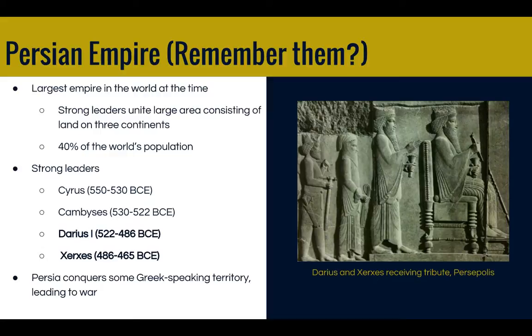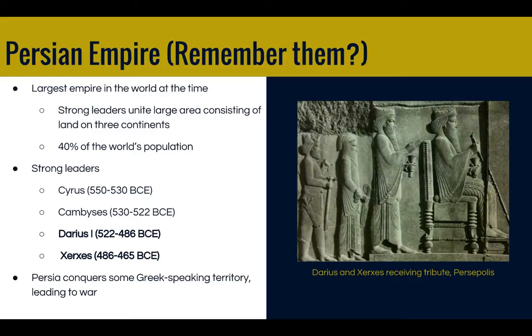So let's get started talking about Persia. Hopefully you remember them. If you recall from the last time we talked about them, they were the largest empire in the world at the time they were conquering it. They're big around the year about 500 BCE. They had strong leaders who united a large territory, and at the time they controlled about 40% of the world's population. They were originally united under Cyrus and then expanded under Cambyses and Darius I and Xerxes. And Darius and Xerxes are the two that we're going to see invade Greece.